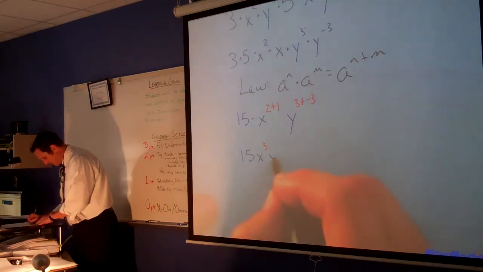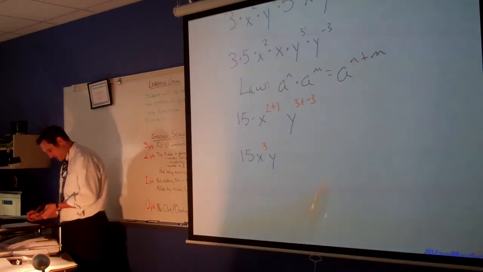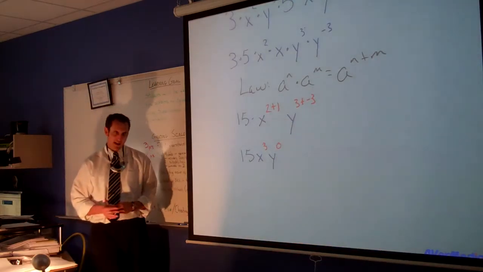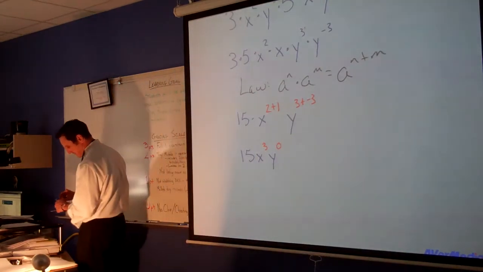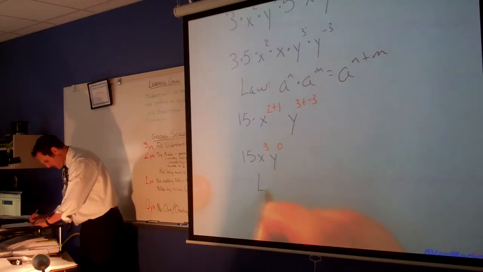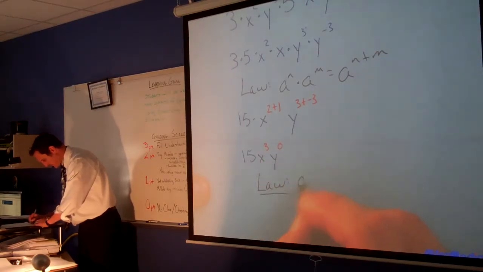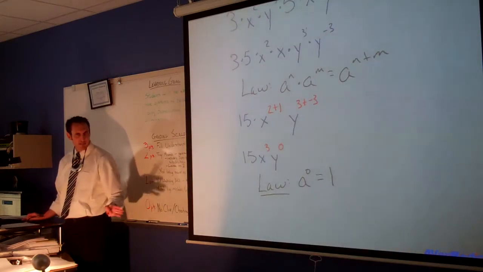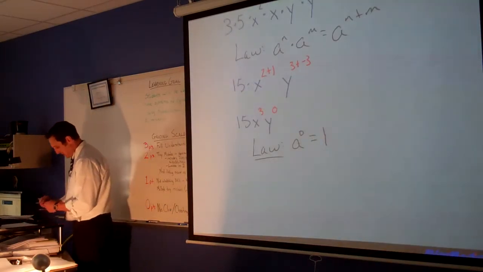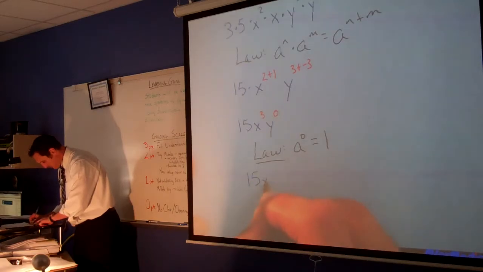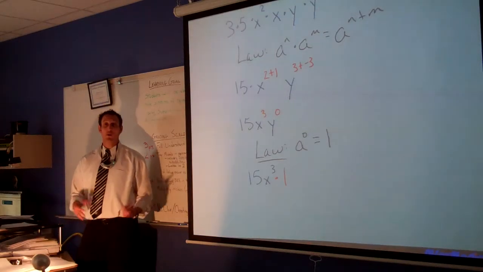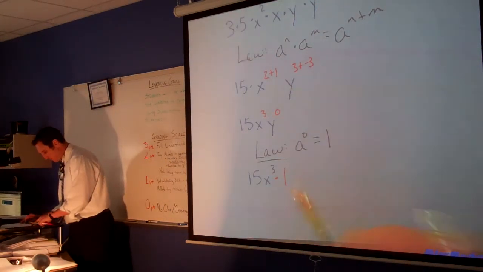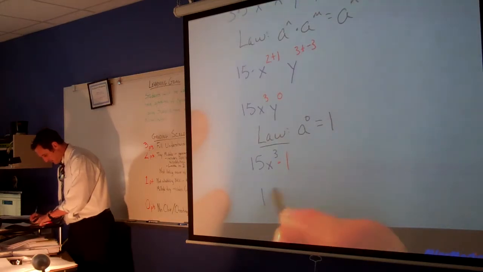And then we have y to the 3 plus negative 3, which is, of course, 0. So we have our expression here. And the question is, are there any other laws of exponents we can use? The answer is, of course. Remembering the law of zero exponents. A to the 0 equals 1. Anything raised to the 0 power is 1. So technically you're looking at 15x to the third power times 1, which, anything times 1 is itself, the multiplicative identity property. So you have 15x to the third power.